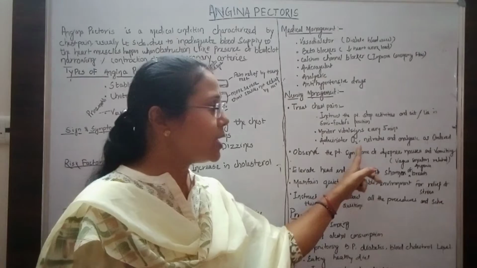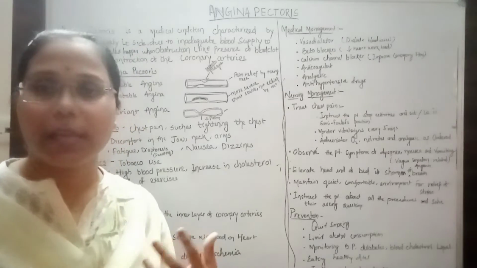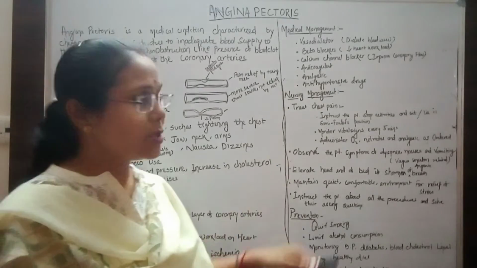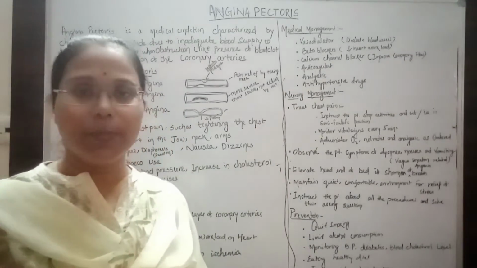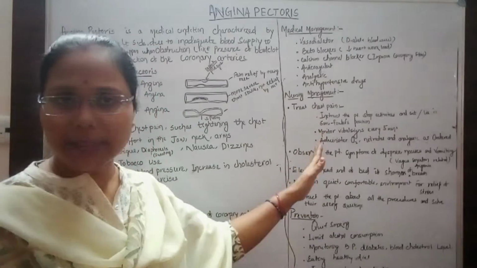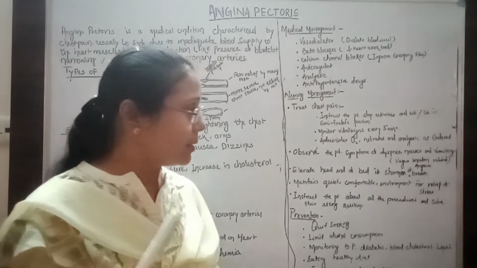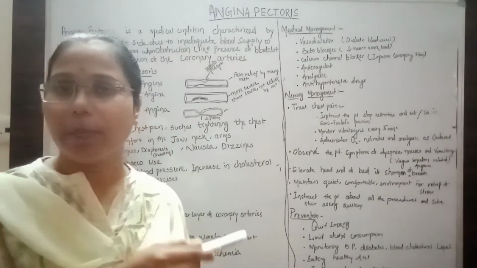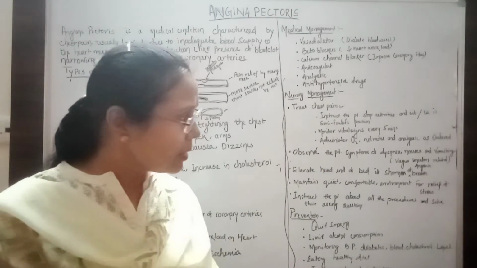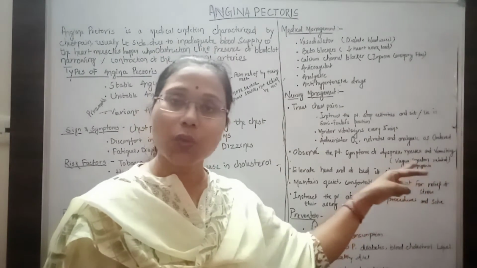And administer oxygen, nitrates and analgesics as ordered. If the patient is unable to maintain oxygen saturation, we administer oxygen by nasal cannula. Then observe the patient. After the medical management and treating the chest pain, we observe the patient for symptoms of dyspnea, nausea and vomiting, and any further sign of chest pain, because these are the vital signs related to angina pectoris.